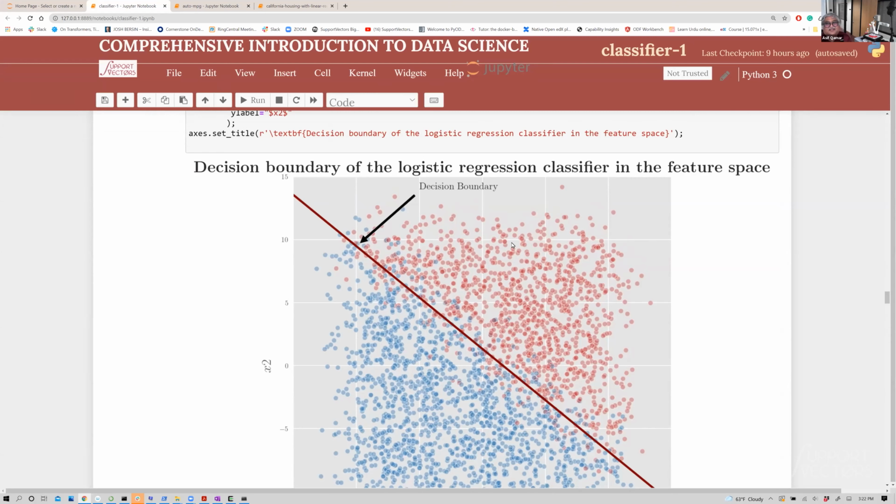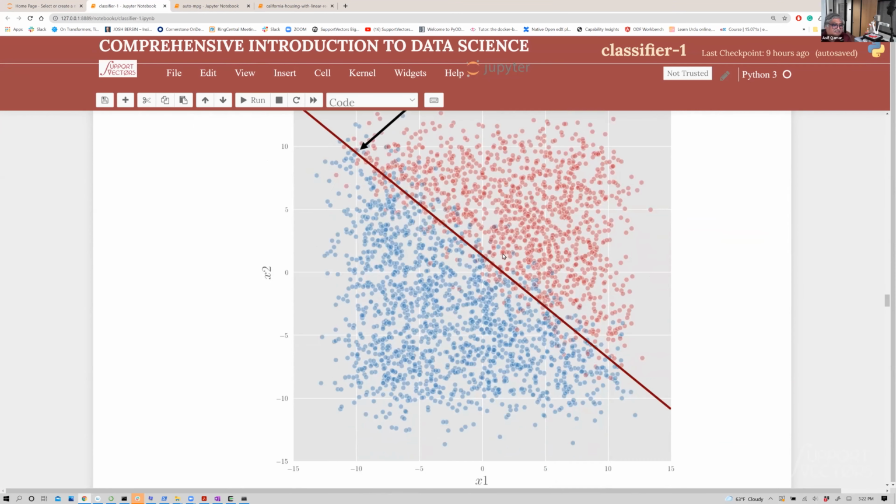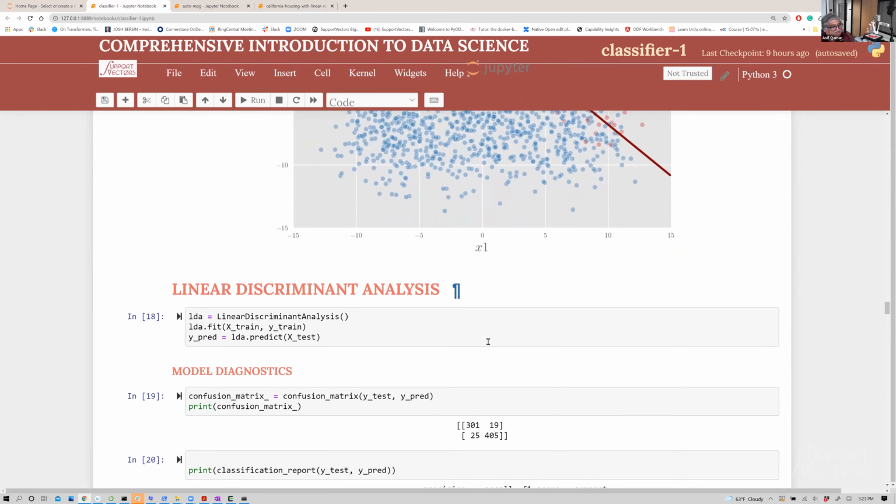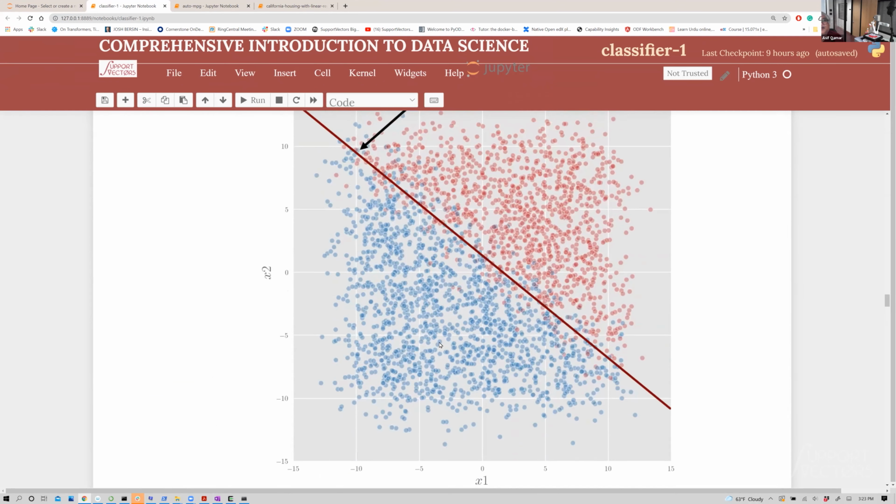So would you agree that this decision boundary is appropriate? You would sort of like this decision boundary. So all right, we are here. And now what do we do? Let's try another algorithm which I haven't taught you yet. It is linear discriminant analysis.